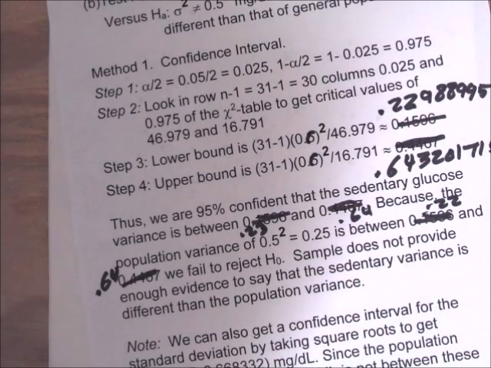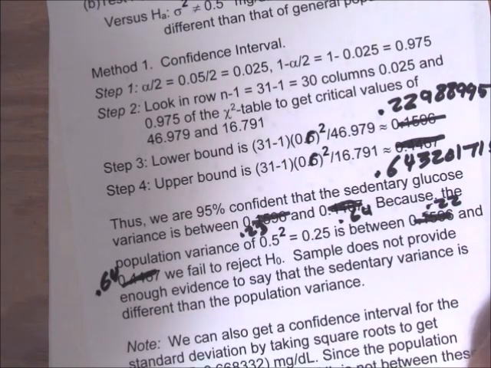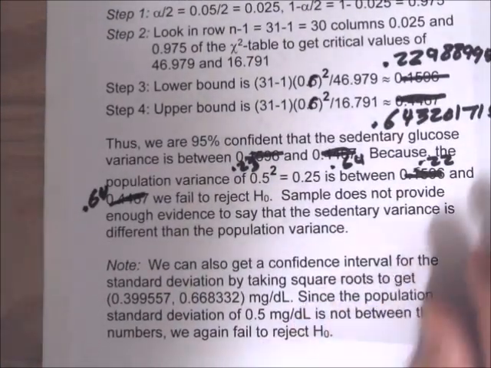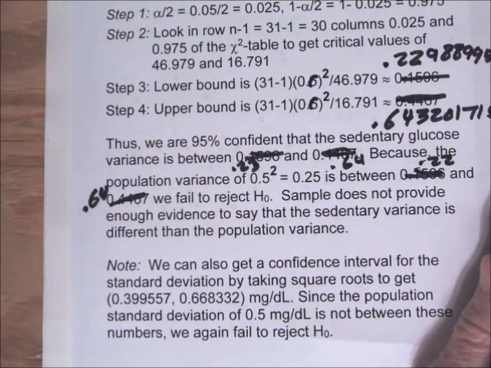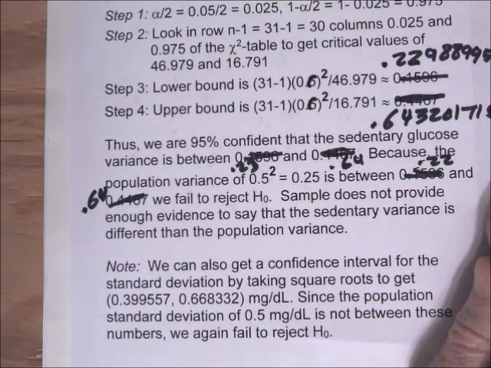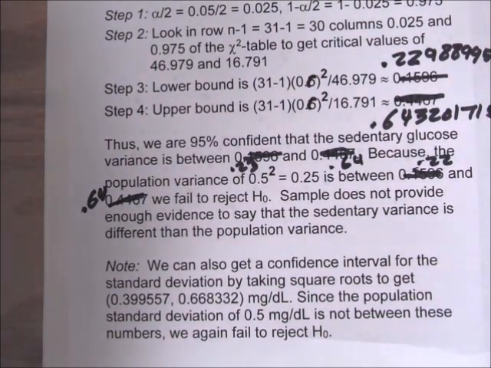So that doesn't necessarily mean we accept H0. It just means that the sample does not provide enough evidence to say that there is a difference there. The sample variance is slightly different than the population variance, but that could have happened by chance.